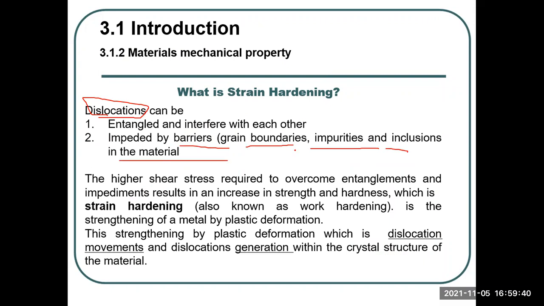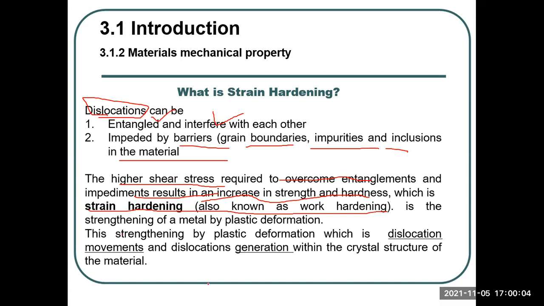Okay, so the most important thing is once you have more and more dislocations, you will have more and more entanglement, more and more interference. This makes the flow or movement of dislocations even harder. So that's what we put here: the higher shear stress required to overcome entanglement and impediment results in increased strength and hardness. This we call strain hardening.